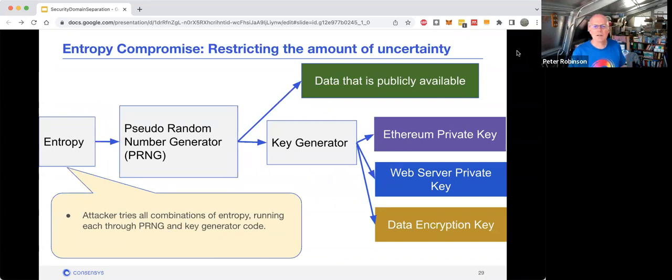So I think I've pretty much been through this, but if an attacker can compromise the amount of entropy, then you can work through all the possible values of that entropy to work out the possible random values that are going to be produced.